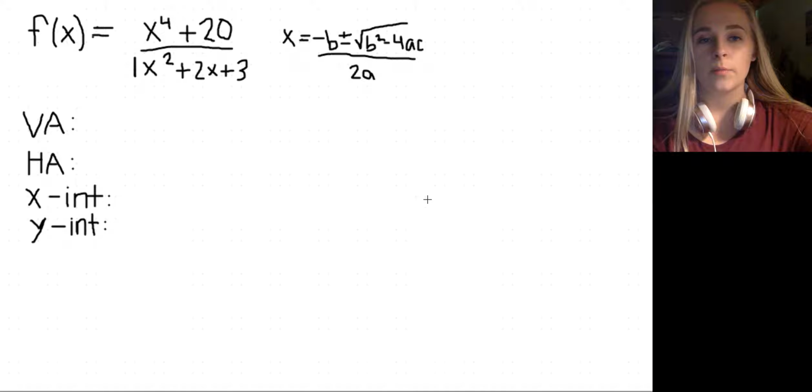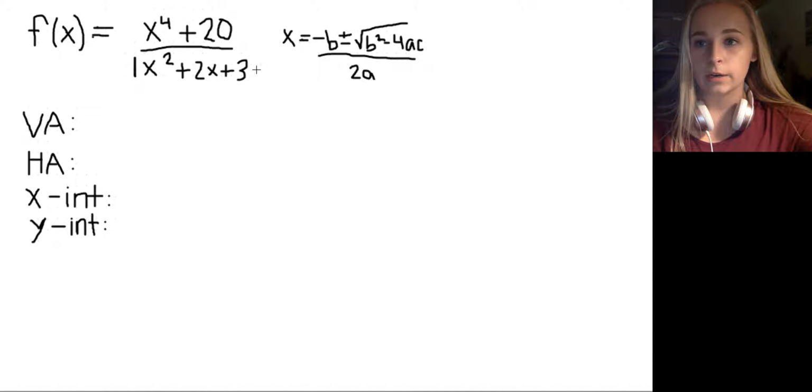I'm going to be working on problem 4 from module 6, and we're given this formula, which is x to the 4th plus 20 all over x squared plus 2x plus 3, and we have to find the vertical asymptotes, horizontal asymptotes, x and y intercepts. So we'll start from the top and we will find our vertical asymptotes.